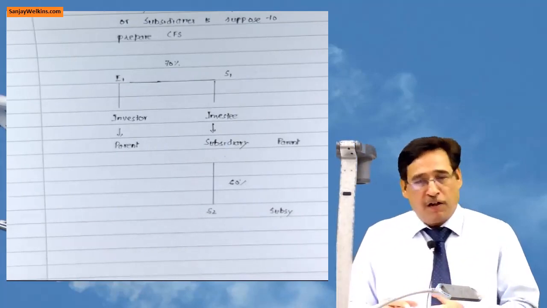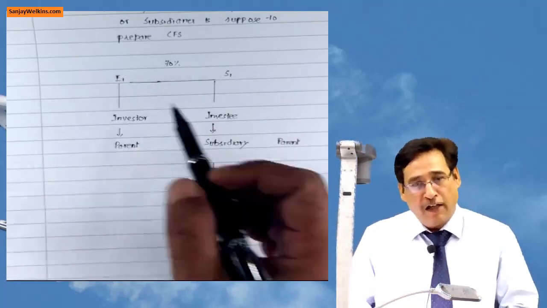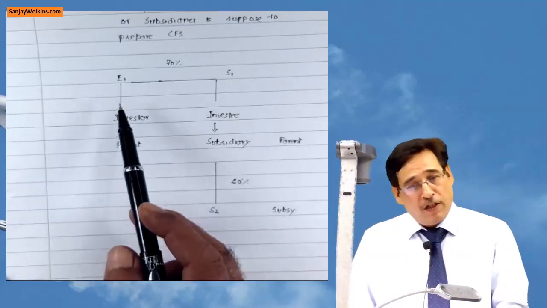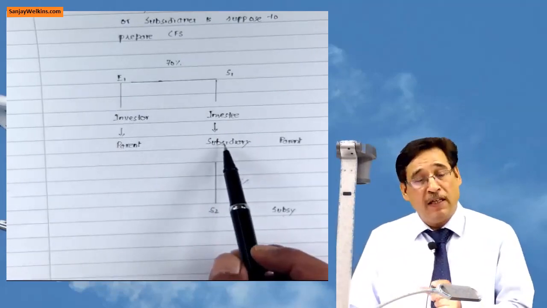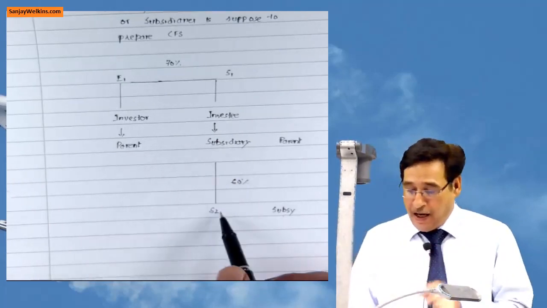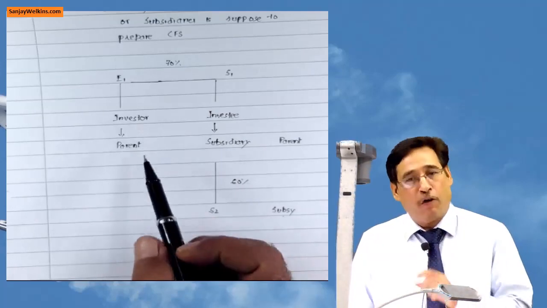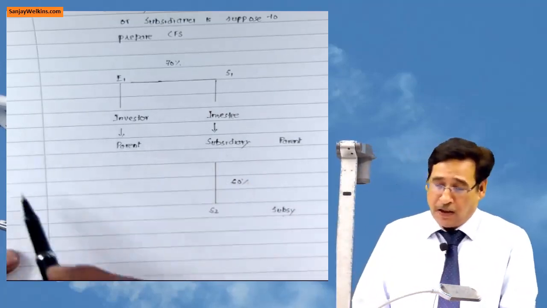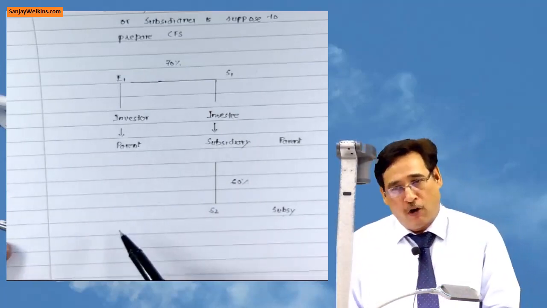Further, in accounting terminology, if we analyze the relationship among all these three entities, we may say E1 is the parent, S1 is the immediate subsidiary, and S2 is the ultimate subsidiary of E1. Ultimate, that is final, correct? So this is the relationship among all three entities.